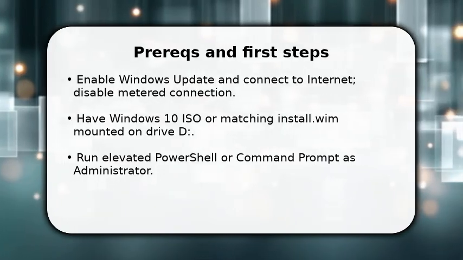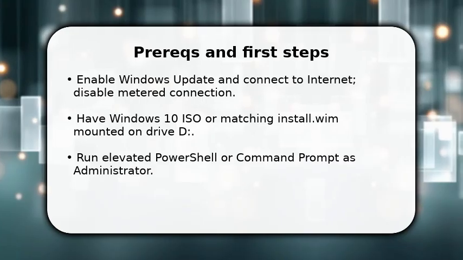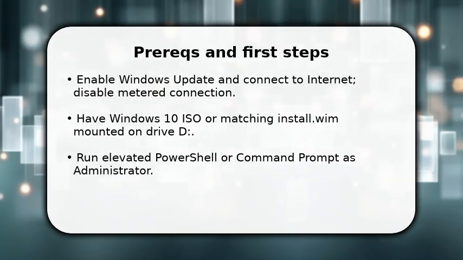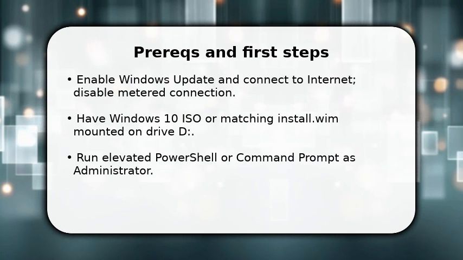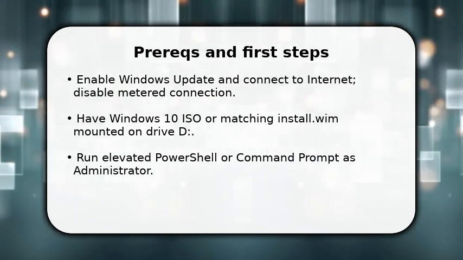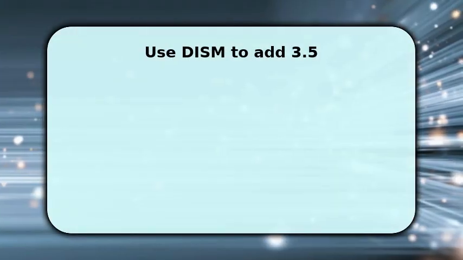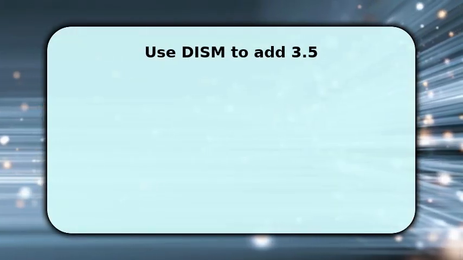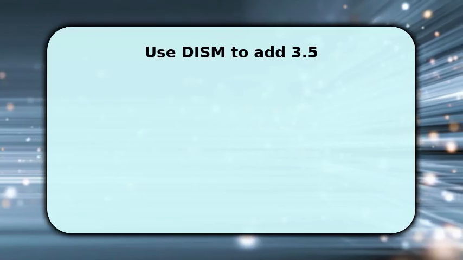This lets Windows use local source files instead of failing to download components, so the next steps can repair .NET 3.5 without repeated 0x800f081f errors. Now you run DISM to install .NET Framework 3.5 from the mounted ISO.